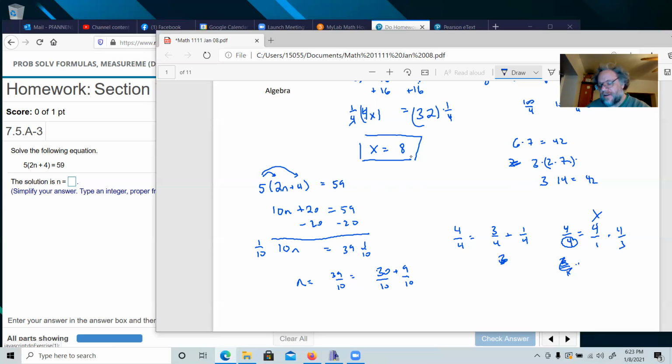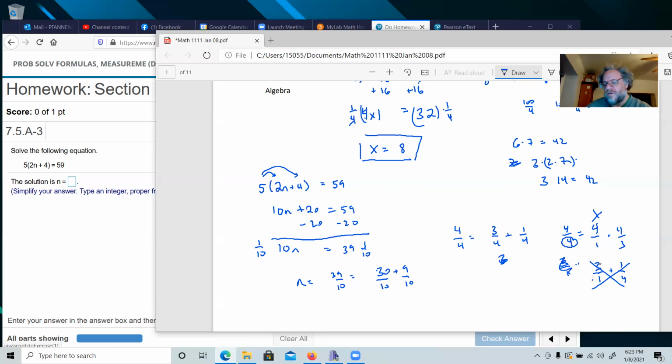I can't even break it up into 3 over 1 plus 1 over 4. It still doesn't work, because I've got $1. How do I turn it into $3? I've got 4 quarters. Now I've got $3 and 1 quarter. No, that doesn't work.